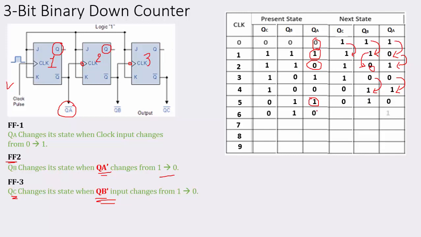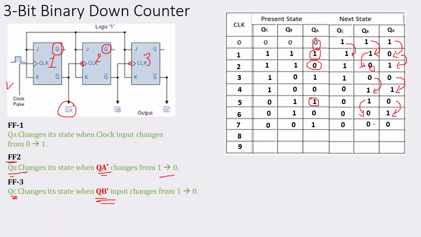This will be the present state. Now again, look over here. QA changes from 0 to 1, so QA bar changes from 1 to 0. Which flip-flop output will change? QB will change, so this will change from 1 to 0. When QB changes from 1 to 0, what about the QB bar? 0 to 1. So QC will not change. It remains as it is. That is the last condition. 1 to 0 does not change, because QA bar should change from 1 to 0, and that condition is not possible.